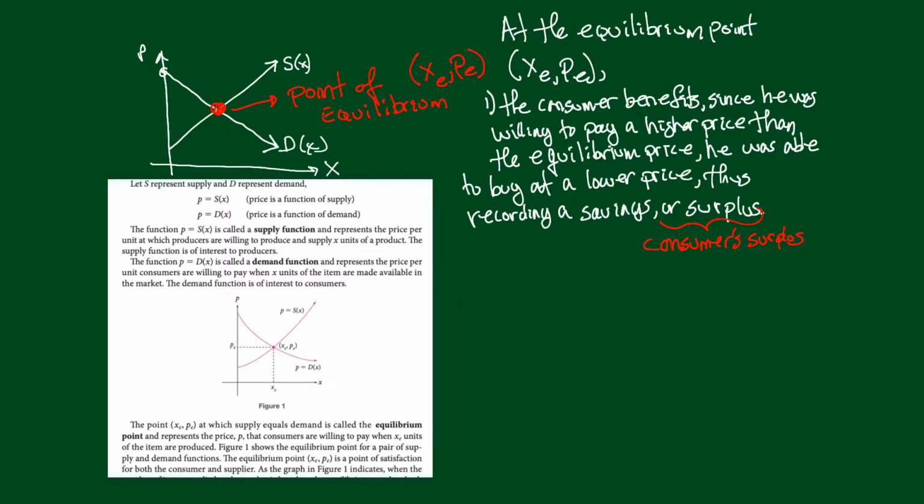So we'll give that a name. That's called the consumer's surplus. The consumer was willing to pay a higher price, but got it at the equilibrium price, a lower price. So he saved some money. We'll call that savings a surplus. We'll call it the consumer's surplus, and we'll denote it with, how about CS?